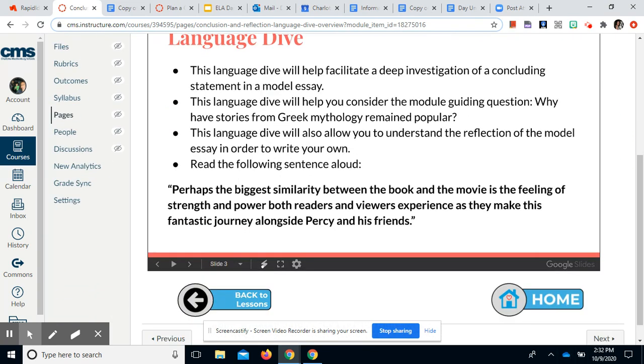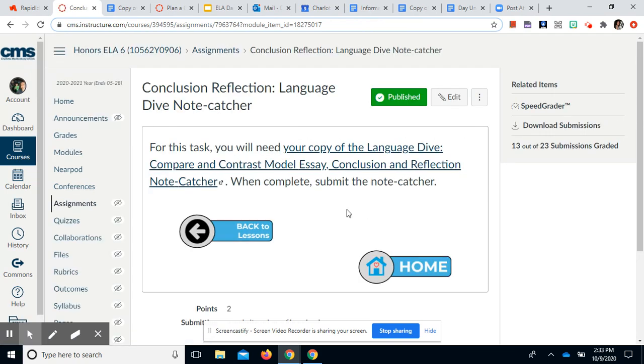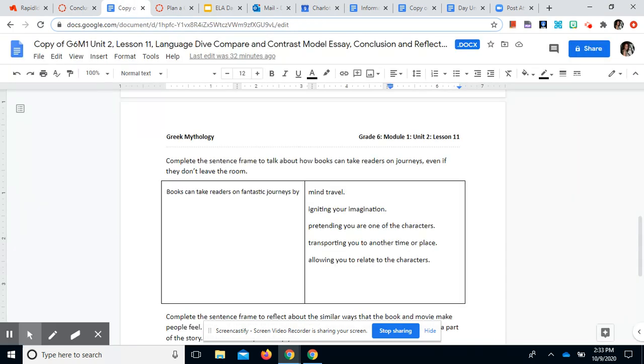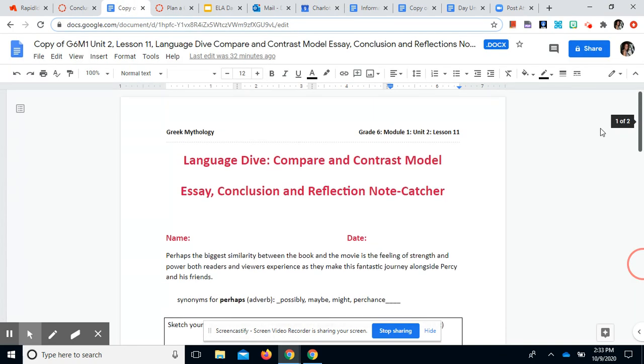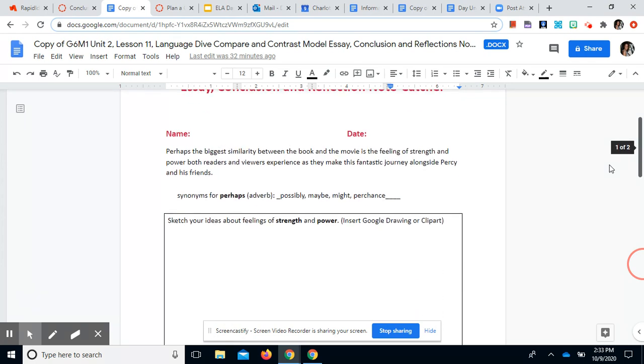All right, so let's go ahead and get into the language dive. You need to make a copy of this language dive note catcher for yourself, and it will look similar to this. We went through the language dive together, and it focuses on the last statement of the conclusion: Perhaps the biggest similarity between the book and the movie is the feeling of strength and power both readers and viewers experience as they make this fantastic journey alongside Percy and his friends.